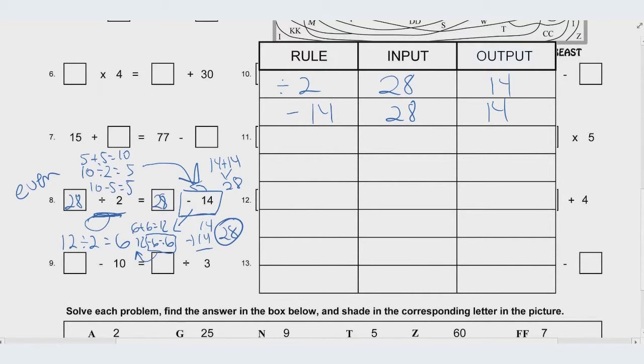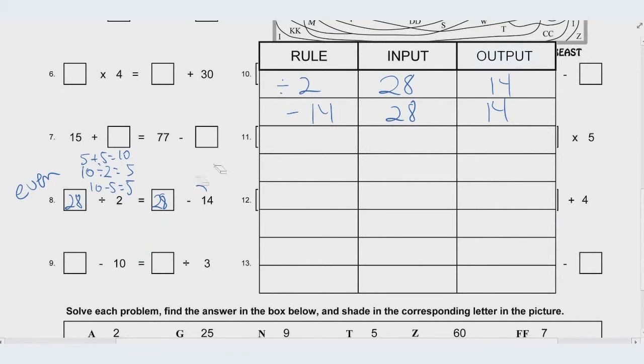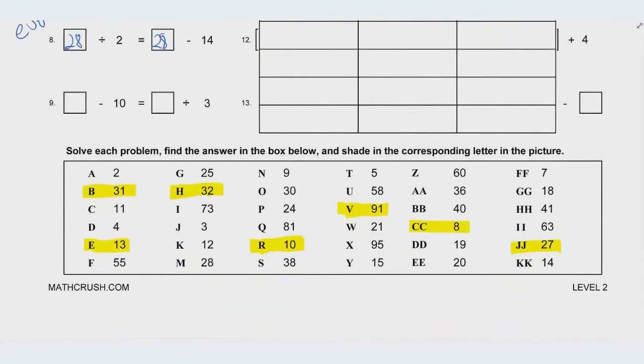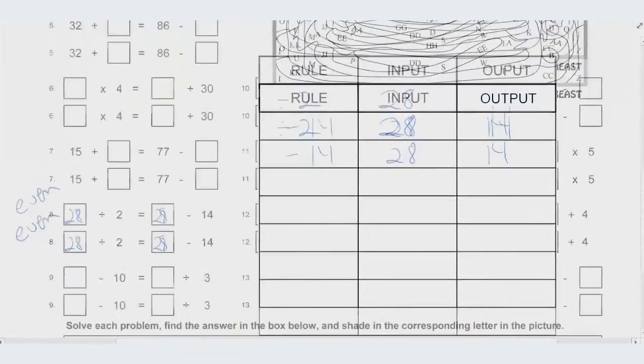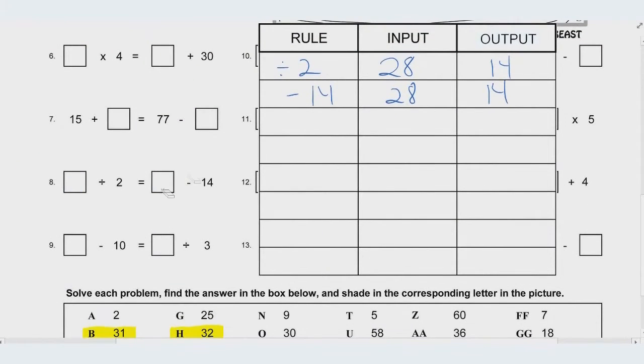If you can't figure that out, you can always just start putting even numbers into your input and try to figure it out that way. So then we come back down here and we're looking for 28. Where is 28? Oh, there it is. It's M. So we'll look for M in our picture and shade in all the M's. Let me clear that out while we look at problem number 9.